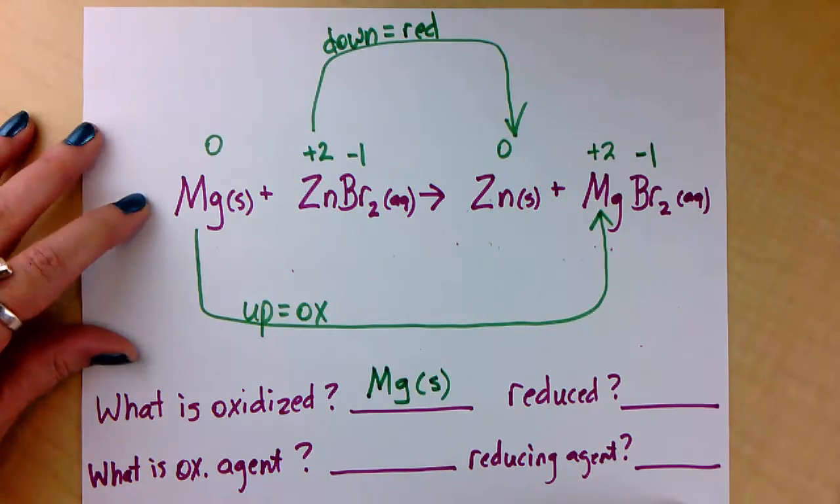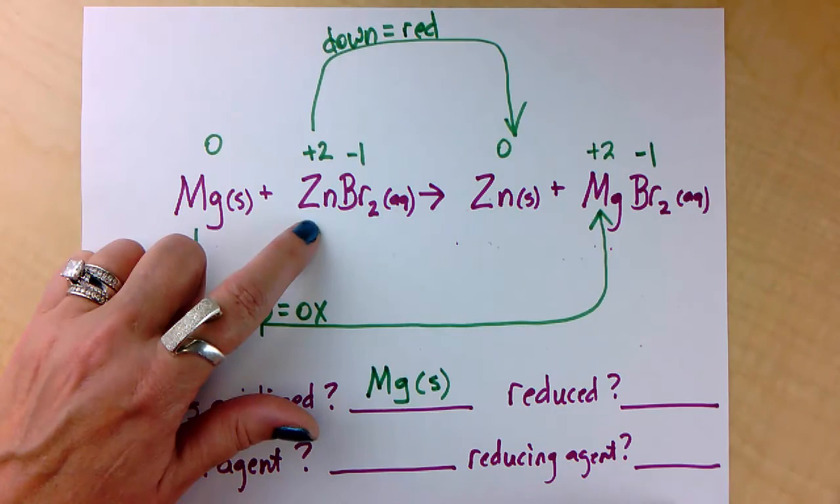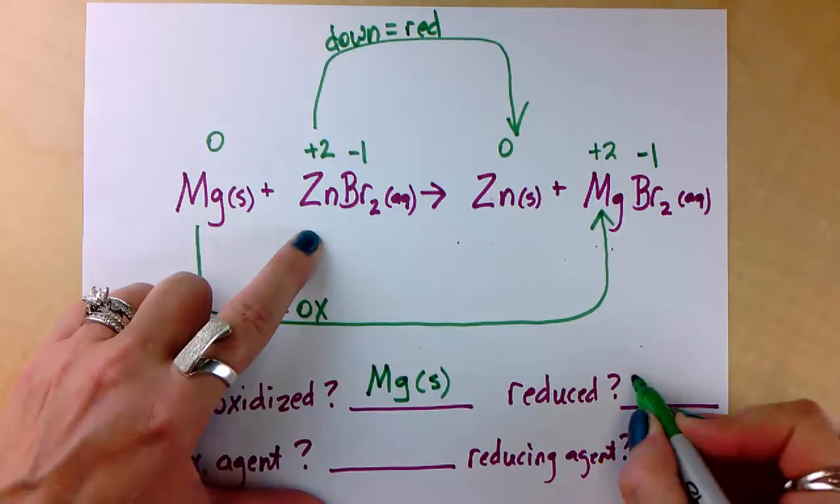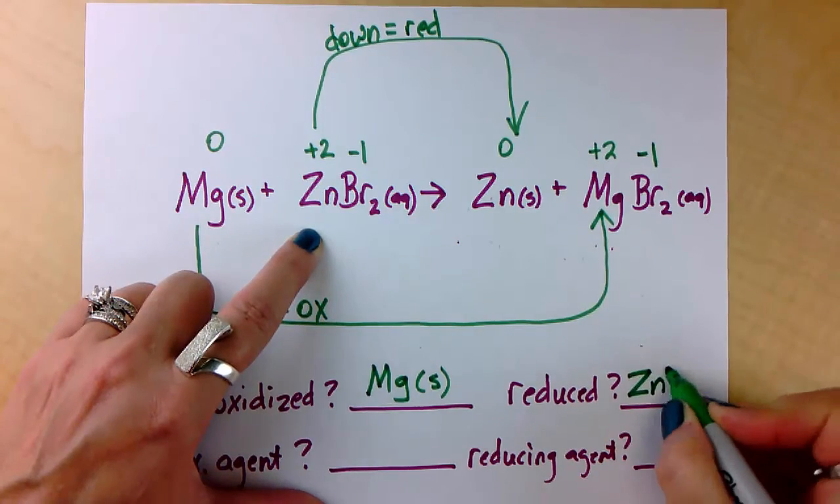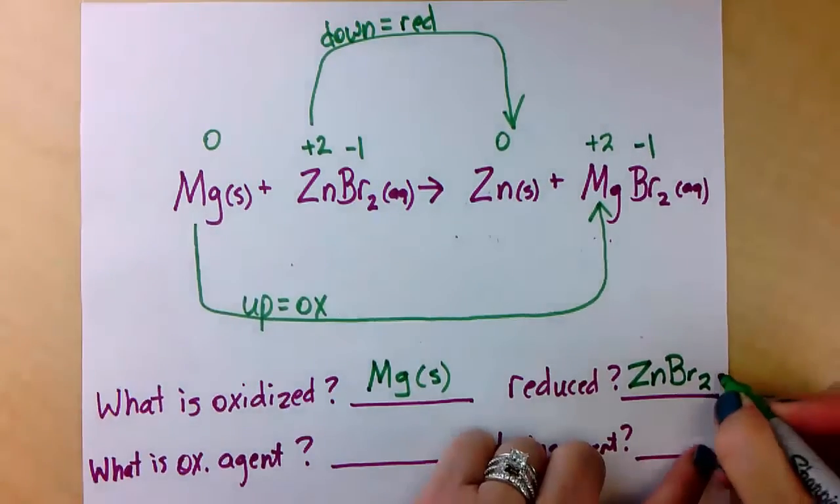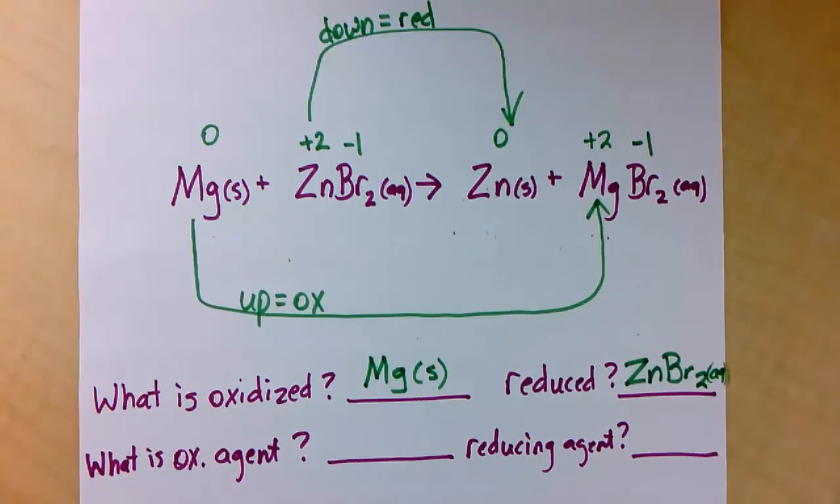What was reduced? Well, the zinc in the zinc bromide's charge went from 2 down to 0. So we're going to answer with the whole compound in Chem 130, ZnBr2, aqueous, was reduced.